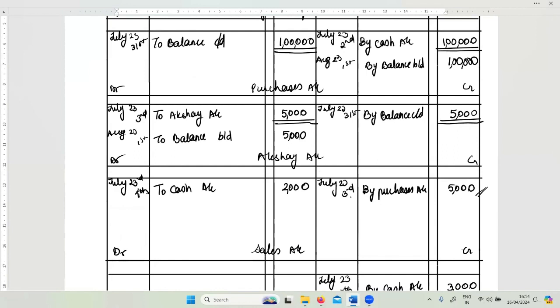Fine. So now what I have to do, I have to balance this account by writing an amount somewhere such that both the sides will be equal. So if I have to make both sides equal, which side am I going to write? I'm going to write on the debit side of this account on 31st of July to balance carried down 3,000. Right? Close the account, 5,000 on both sides.